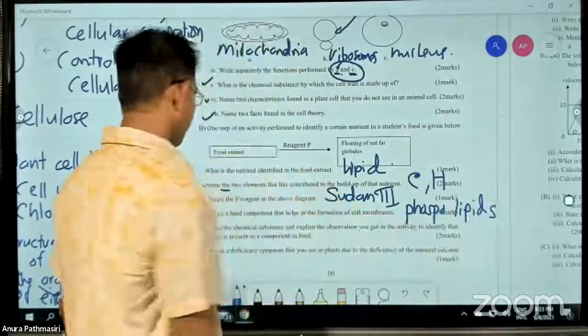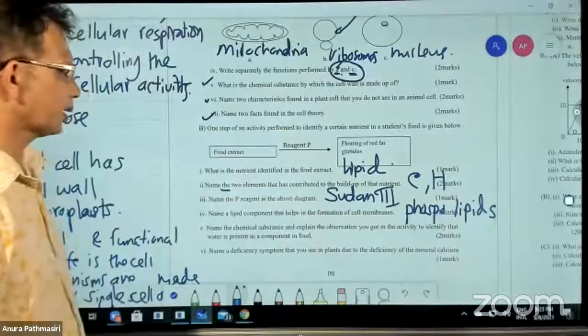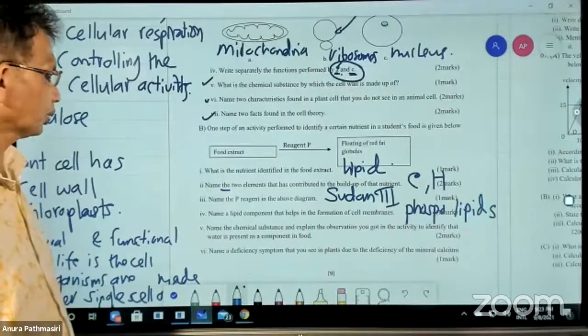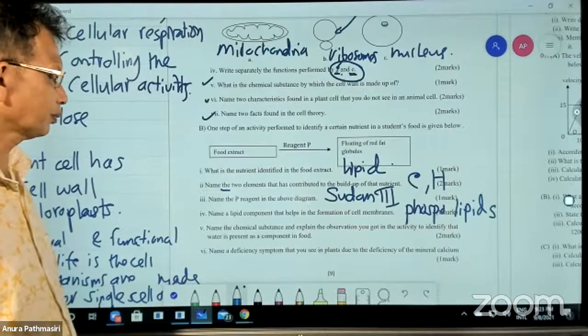Phospholipids. Name the chemical substance and explain the observation you got in the activity to identify that water is present as a component in food.